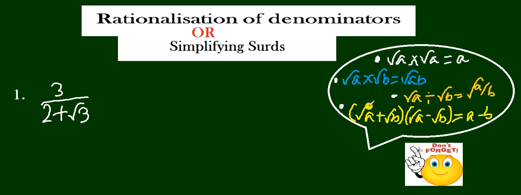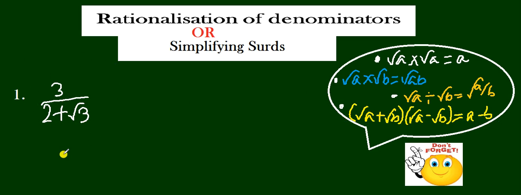And the most important one is the last one, which you have studied as an algebraic identity in your previous classes. Root a plus root b times root a minus root b is always equal to a minus b. It's the same as a plus b into a minus b is a square minus b square. Now how do we use this concept? Let us start working with the example that I have taken.